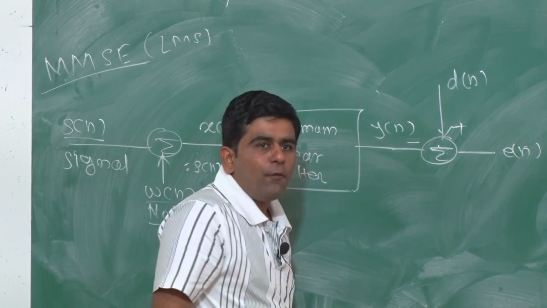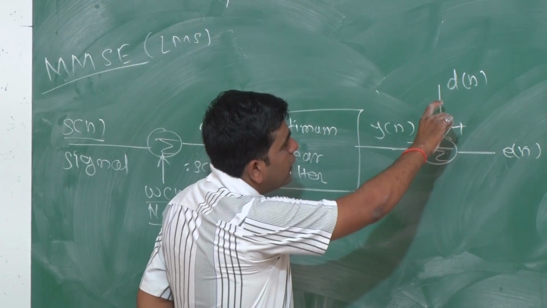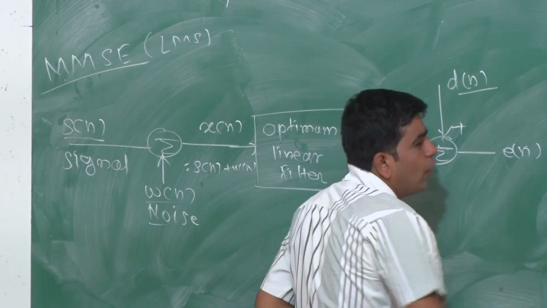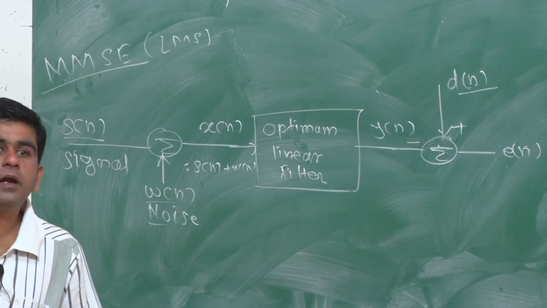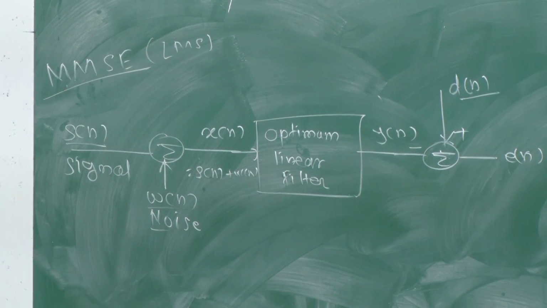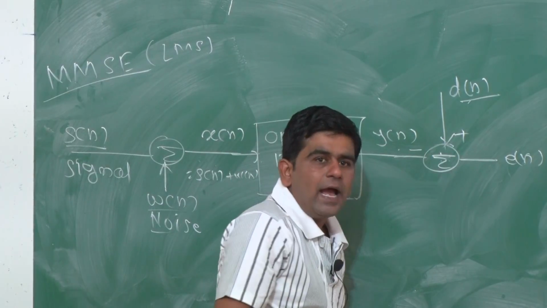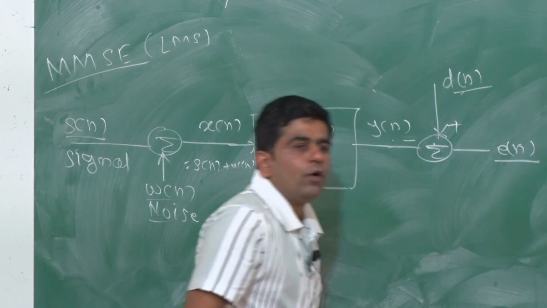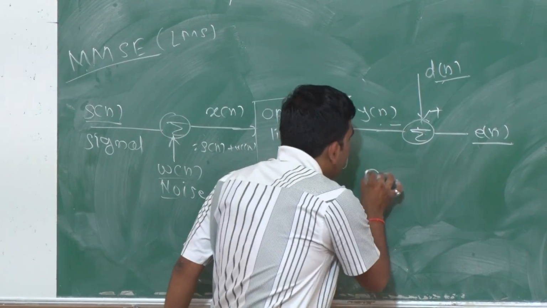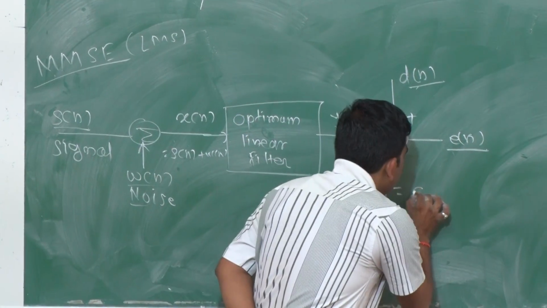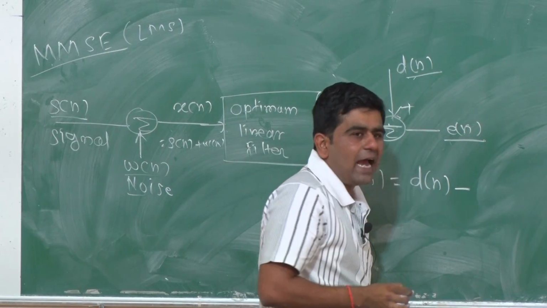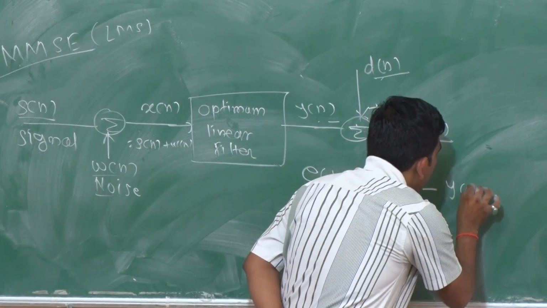At output we will get y of n. Now here the desired output is d of n, the desired signal. It might be s of n, the signal which is transmitted from your transmitter. So we are going to compare this signal, d of n minus y of n, and it will give e of n. Here e of n is an error signal, equal to d of n, the desired signal, minus y of n.